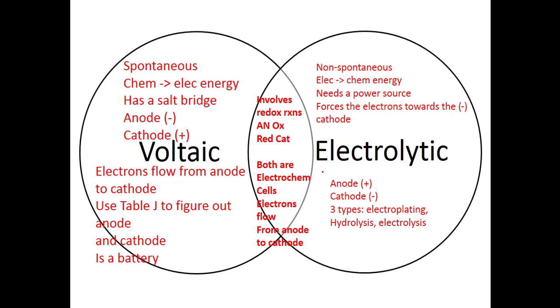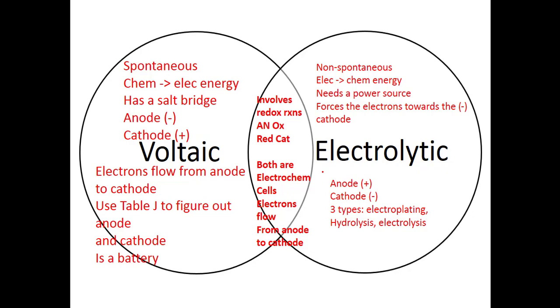Electrolytic is a non-spontaneous reaction. It's converting electrical energy into chemical energy. It needs a power source, like a battery, and it forces the electrons toward the negative side, which is the cathode. In this case, the anode is positive, the cathode is negative, and we have three types of electrolytic cells: electroplating, hydrolysis, and electrolysis.